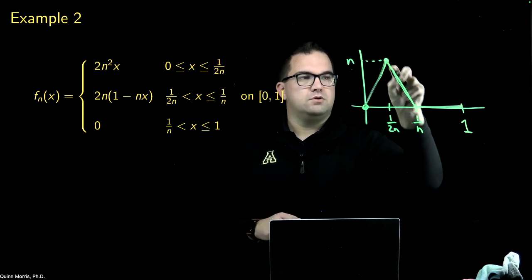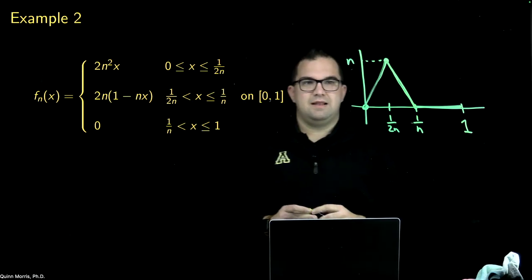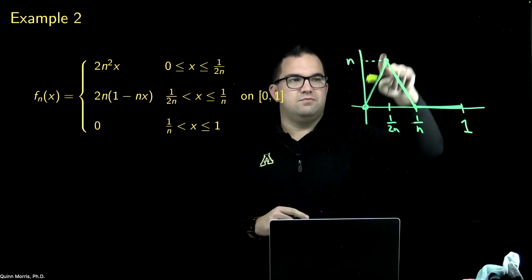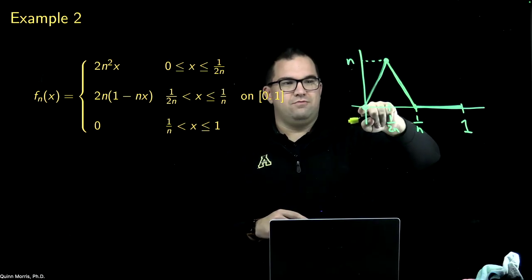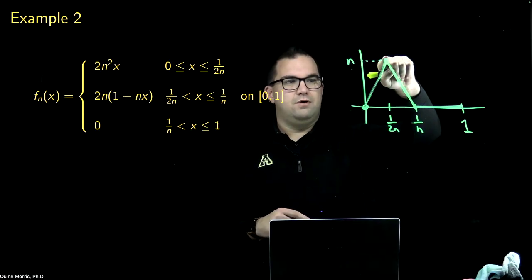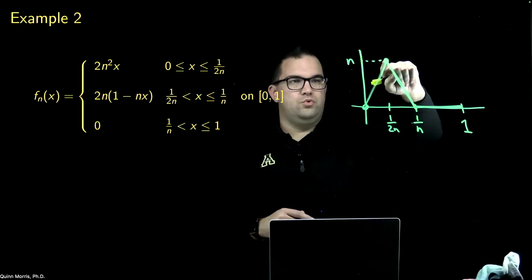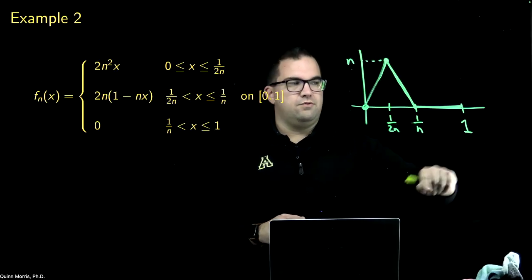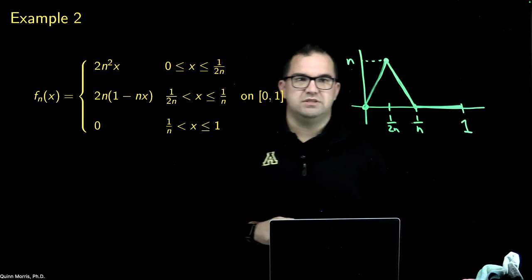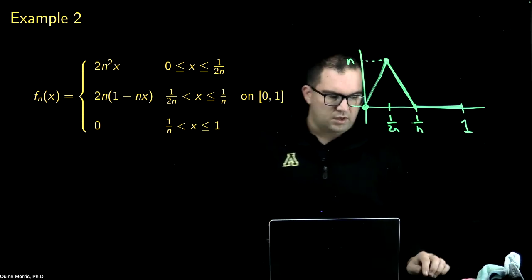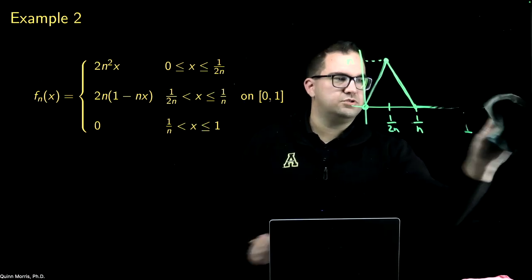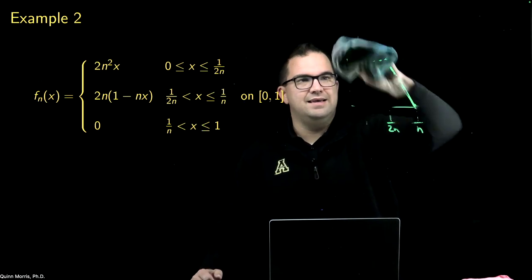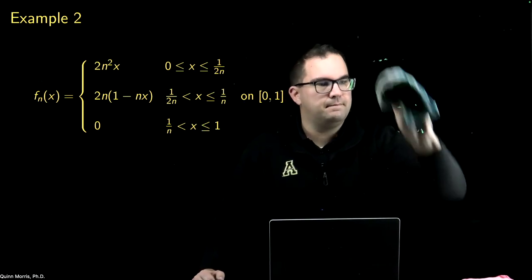So what I get is that for any fixed value of n, this function gives me a triangle with the vertices (0, 0), (1 over 2n, n), and (1 over n, 0), and then everything else is simply 0. So let's flip over to Desmos now so we can really get some perspective on what these look like as n varies.